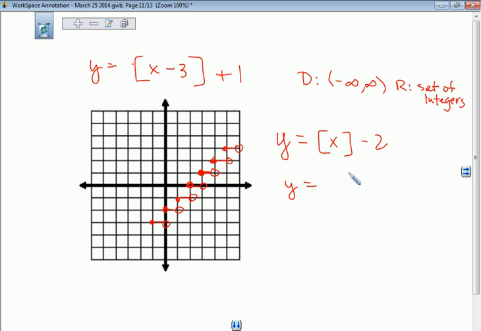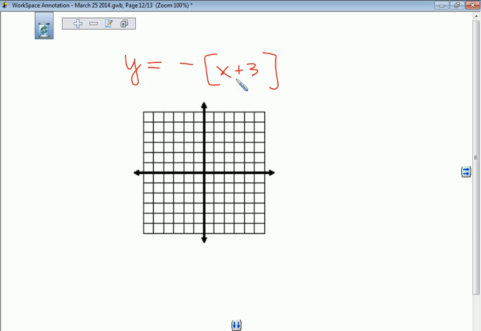Silly me. You got one now, Brian? Yeah, I'm ready. Okay, bracket x minus 4, plus 2. Beautiful. So we could have multiple equations that actually give us this exact same step function.